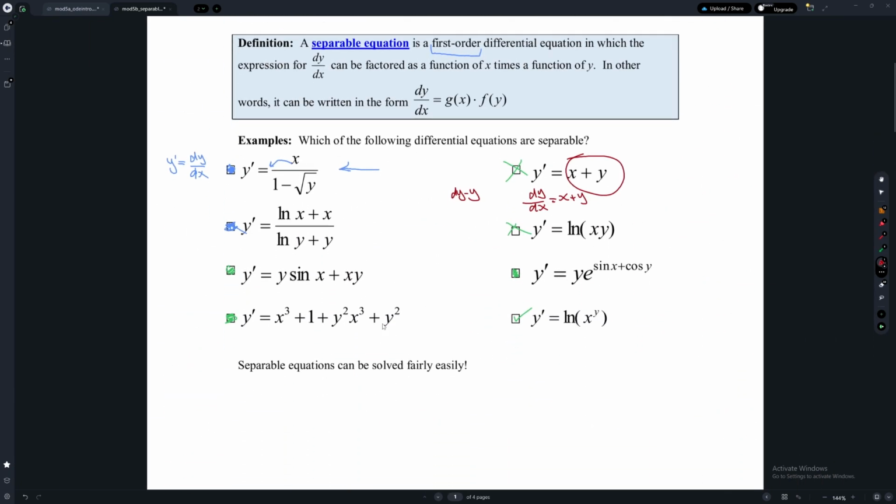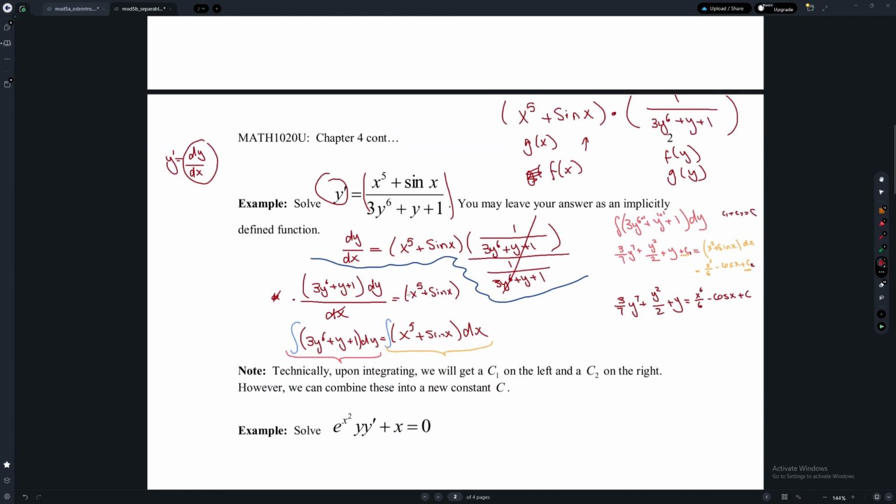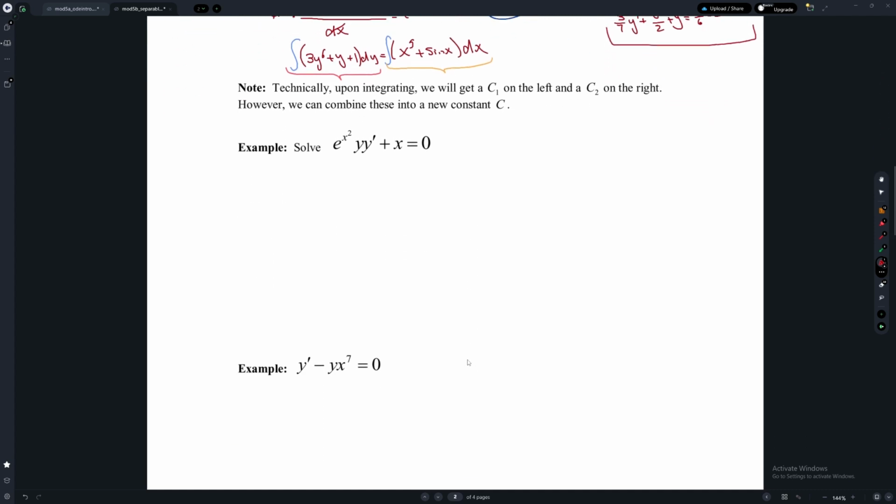So after you split them, you see how I first split them. This is the split. After you split, you just integrate. And they literally said here, leave it as an implicit defined function, and this is an implicit defined function. And they actually mentioned here, technically upon integrating, we will get c1 on the left and c2 on the right. However, we can combine these into a new constant c. Okay, so far so good.